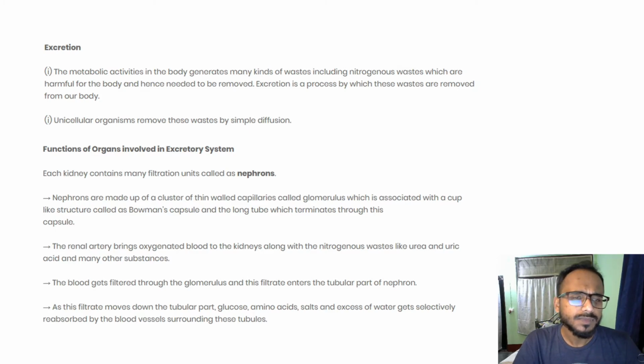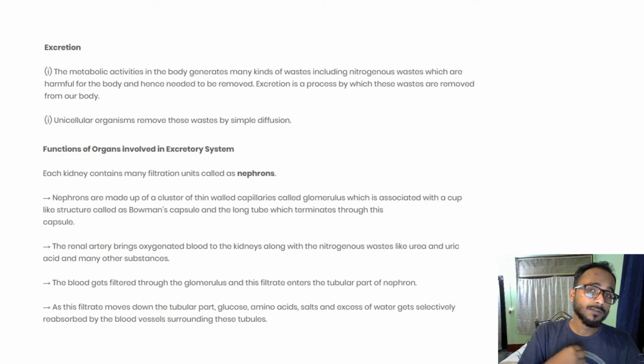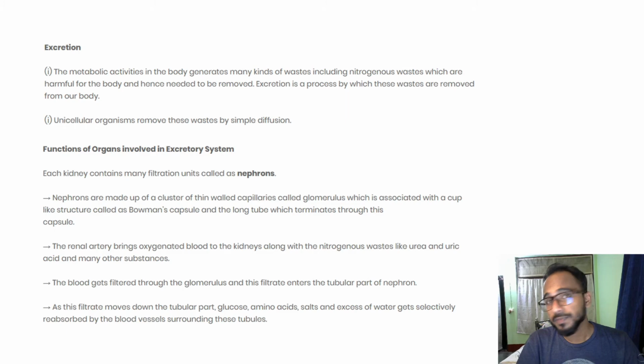The renal artery brings oxygenated blood to the kidneys along with nitrogenous waste like urea and uric acid and many other substances. As we said, an artery carries oxygenated blood from the heart to different parts of the body. That means the renal artery is carrying oxygenated blood from my heart to the kidney along with harmful materials inside our body like urea and uric acid, and many other materials.